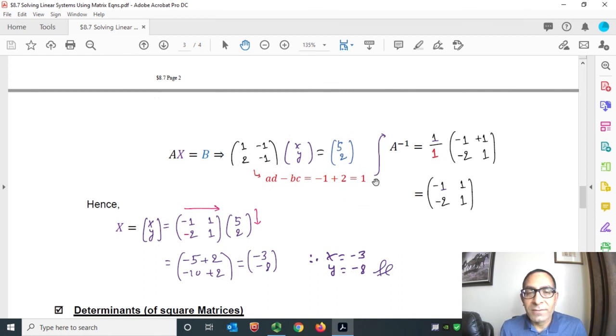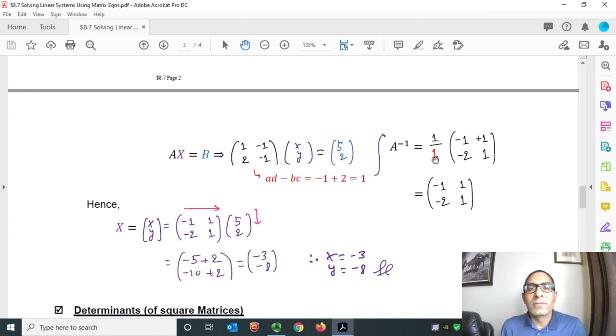Then next, find A inverse. So A inverse equals, by formula, 1 over AD minus BC. That's a formula. That means we multiply diagonally. So 1 times minus 1 is minus 1. And we multiply the other diagonal, 2 times minus 1 is minus 2, and then subtract this diagonal product from the first, so minus 1 plus 2, which is 1.